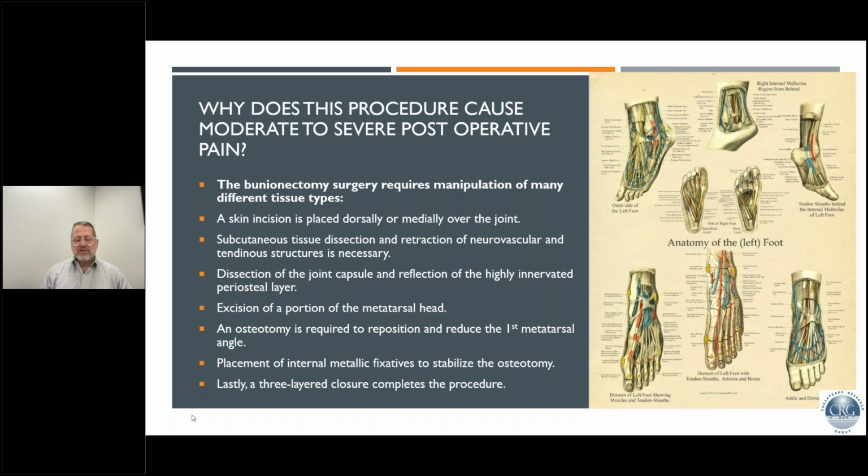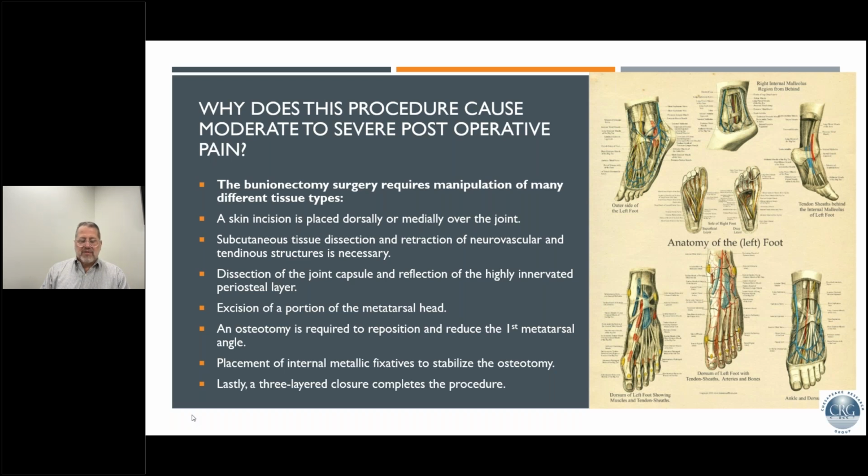So let's dive into the surgical procedure itself. And why does this procedure consistently trigger moderate to severe postoperative pain? First of all, the bunionectomy surgery requires manipulation of many different tissue types. There is a skin incision placed dorsally or medially over the joint. Subcutaneous tissue is dissected, and retraction of neurovascular and tendinous structures is necessary. The joint capsule and the highly innervated periosteal layer is incised and reflected.